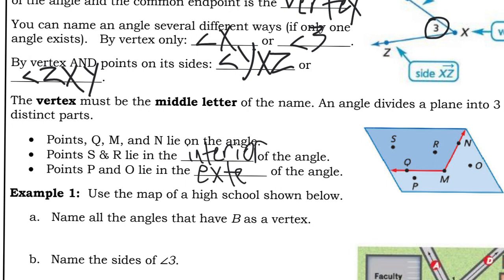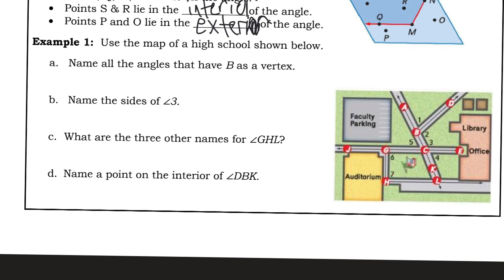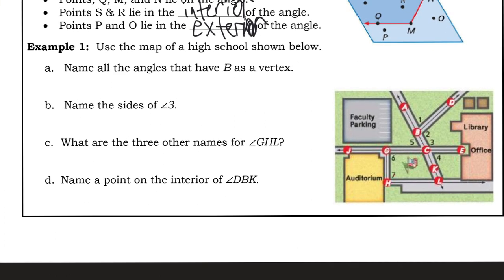It is not eating those points. So this final example on this page, we have this little diagram, this little map. It says a map of a high school is shown below. You can see that the hallways are creating some lines and some angles.